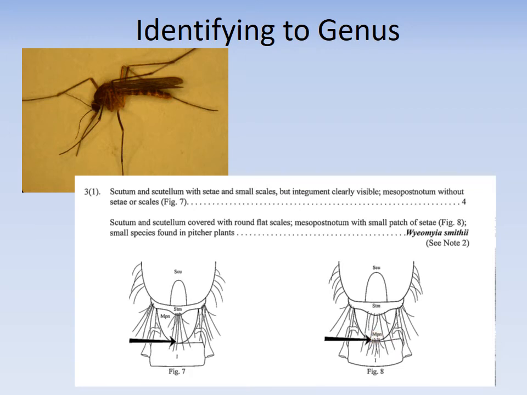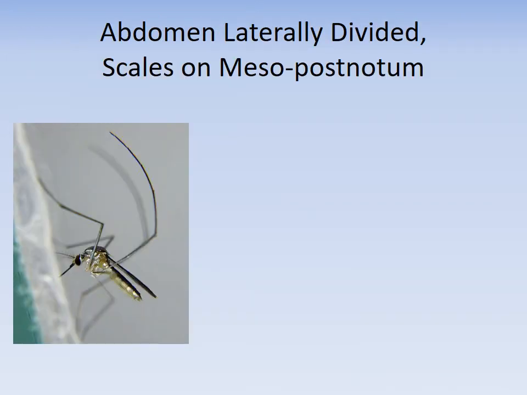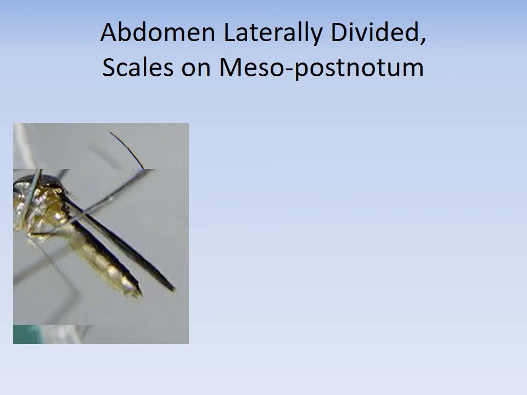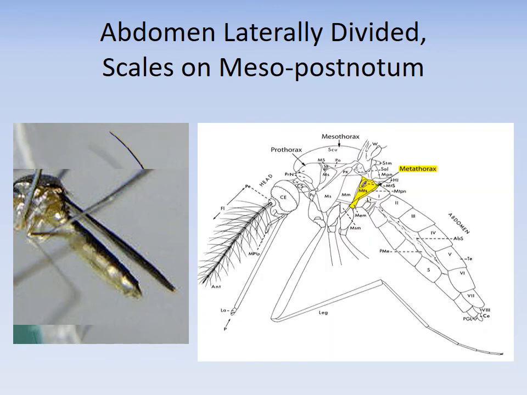So now let's look at our sample. Well, we're not going to look exactly at our sample first. I'm going to show you some examples of Wyeomyia smithii first. You can see here we have this abdomen that is laterally divided, completely white on the bottom, on the ventral side, and the dorsal is completely dark. And then I'll zoom in on this meso-postnotum area or this metathorax area.